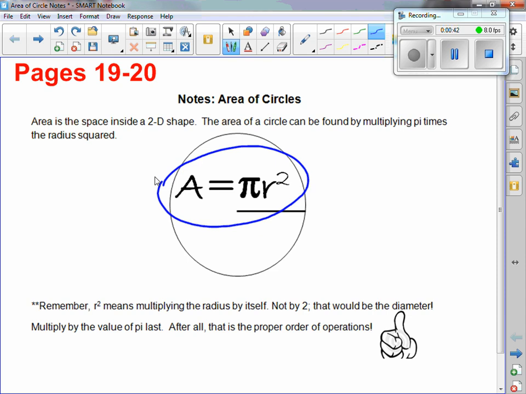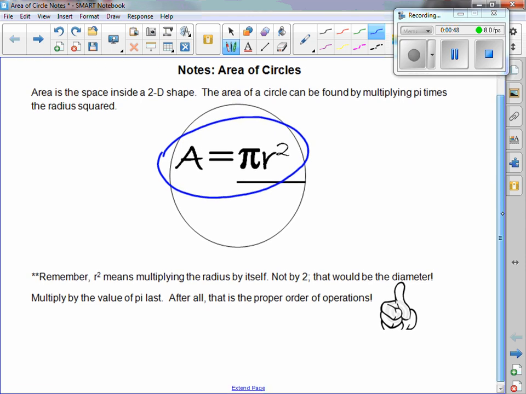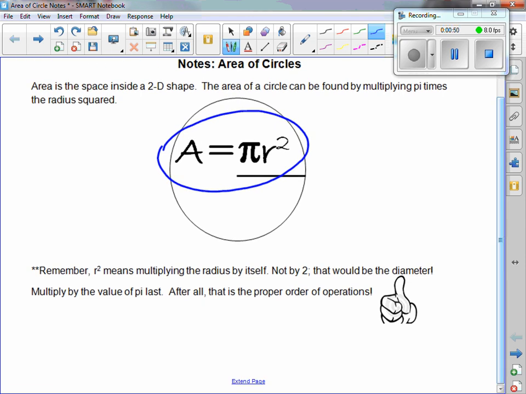So we have to have the radius. Whereas for circumference, we could have radius or diameter. For area, we have to have the radius.